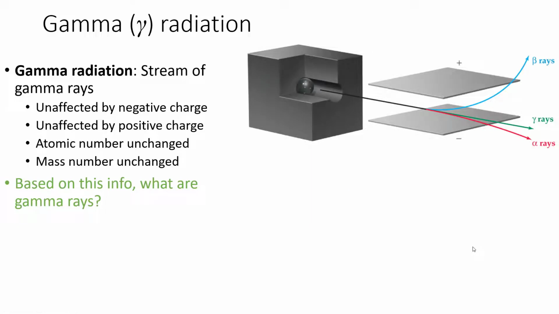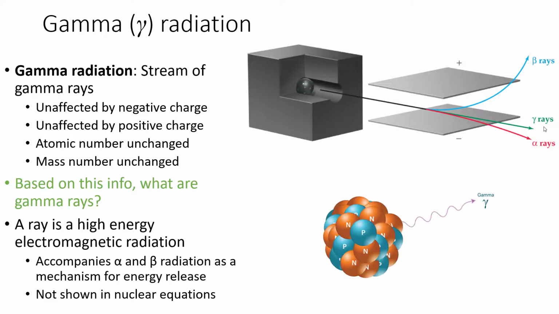Gamma radiation is a stream of particles or a stream of energy that is unaffected by both negative charge and positive charge. So we can see the radiation coming straight through. It does not change the atomic number and does not change the mass number. So based on this information, what are gamma rays? Gamma rays are just high energy electromagnetic radiation. We'll get into electromagnetic radiation in the next lecture. But these gamma rays are just a way to release energy upon a radioactive event.